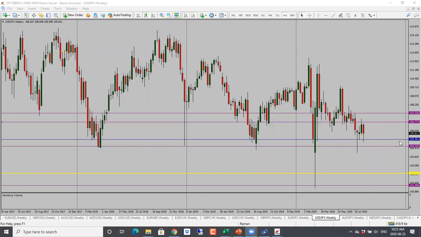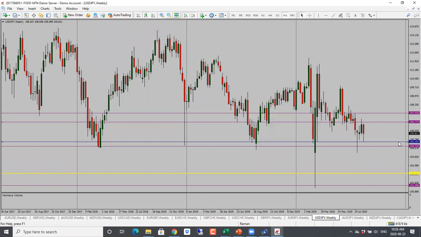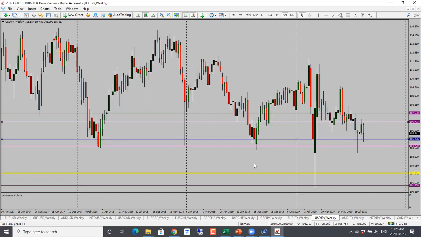First target is 105.30, and then below that we would be looking at 104.60. So bearish bias here, just with caution.